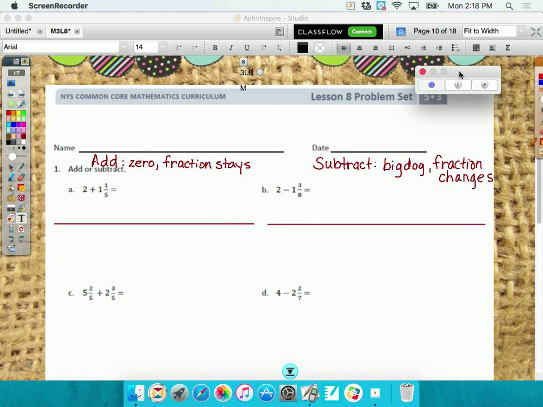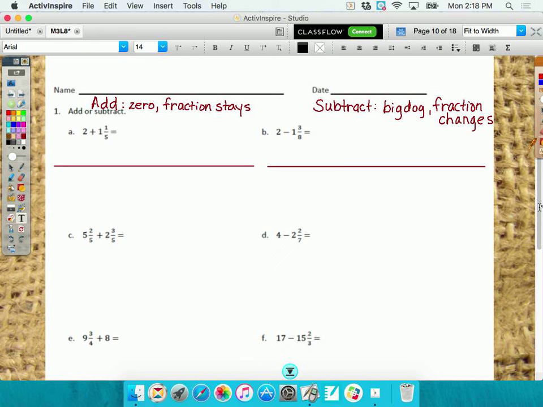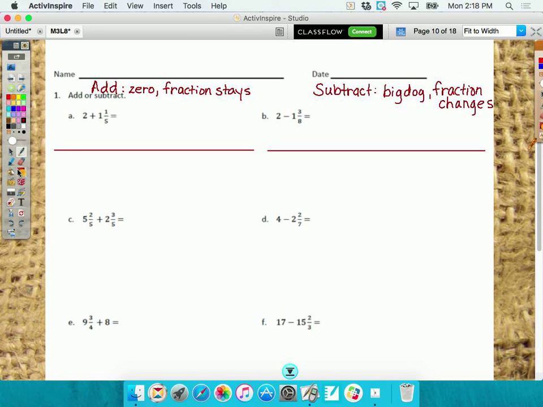Little hints written down. Let's get started on the first problem. So my starting point when I add is what, boys and girls? 0. What's the first thing I'm adding on this one, Brian? The whole numbers. Okay, so I'm going to add the whole numbers. What's the first whole number? 2. Okay, so add 2.